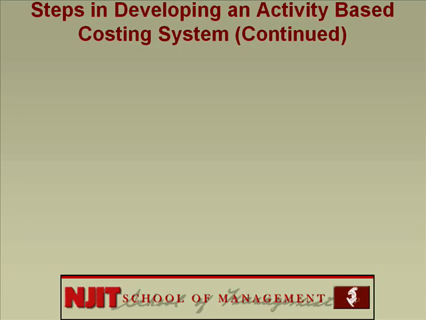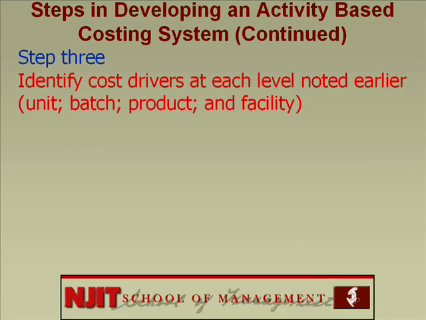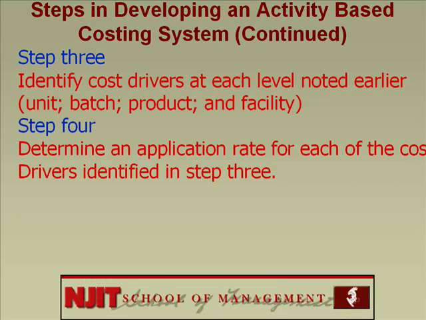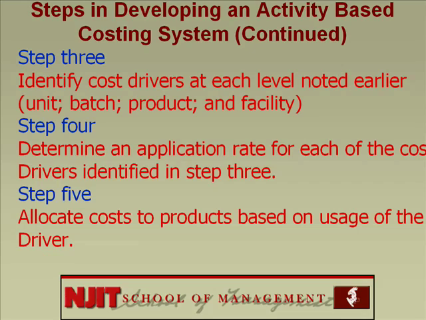Step 3. Identify cost drivers at each level noted earlier. Unit, batch, product, and facility. At each level, what's the cost driver? Step 4. Determine an application rate for each of the cost drivers identified in step 3. Step 5. Allocate costs to products based on usage of the cost driver.